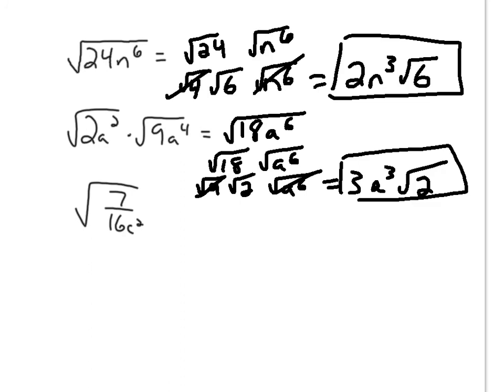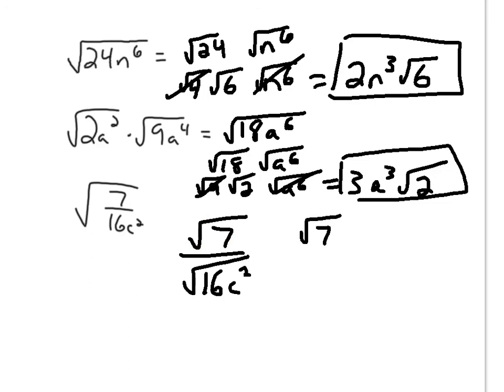Alright, and for the last example now, we've got a quotient rule here. So we got to take this and split it up. We're going to split up and have the square root of 7 on top over the square root of 16c squared on the bottom. Okay, now I'm not all the way simplified because I can't have a radical on the bottom here. So I need to simplify the bottom part. This top part, square root of 7, isn't going to simplify, so I'm going to leave it alone, and break apart the bottom. This is the square root of 16 times the square root of c squared.